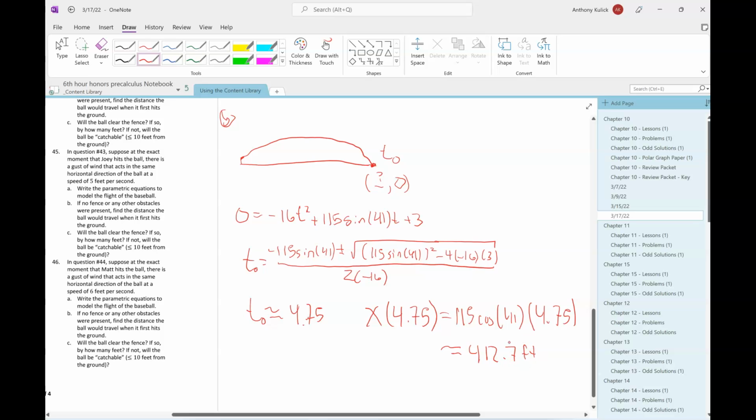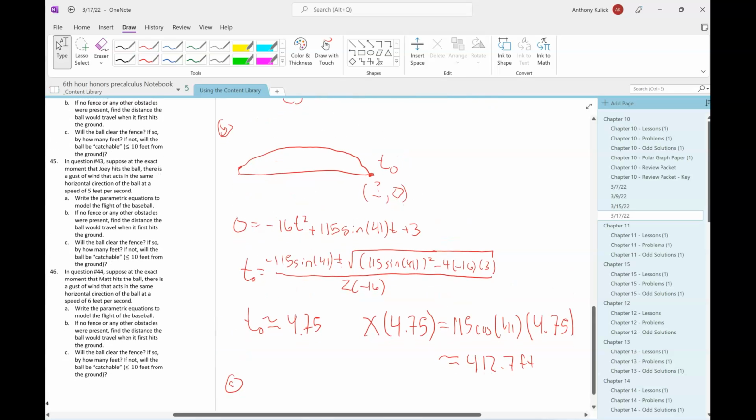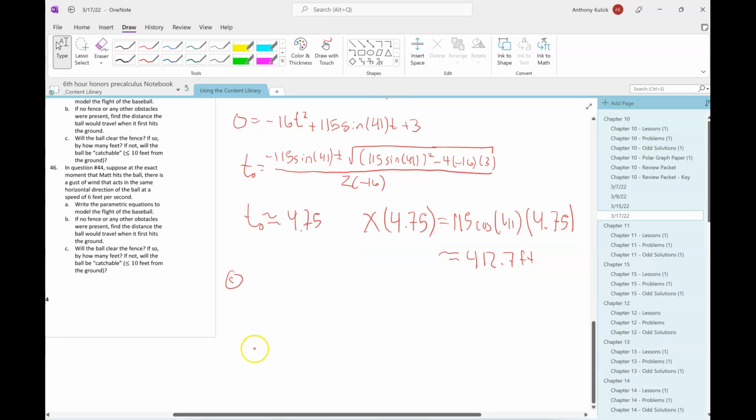Feel okay? Okay. Part C asks, will it clear the fence? If so, by how many feet? If not, will it be catchable, i.e. 10 feet or less above the fence? So again, drawing a picture of what's going on here. Here's the ball at the start. We hit it. It's going to hit the fence or something.